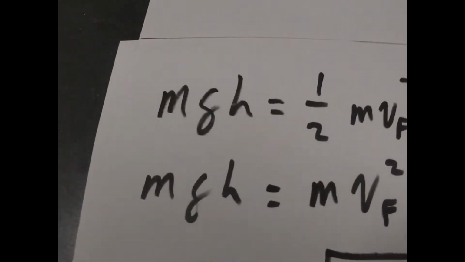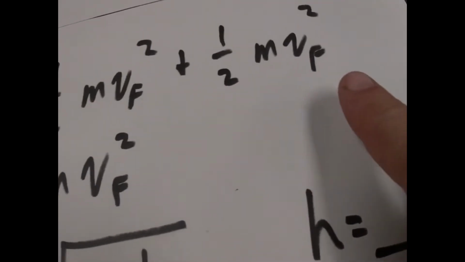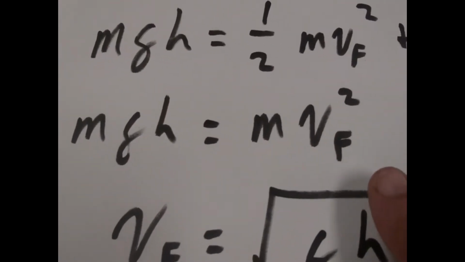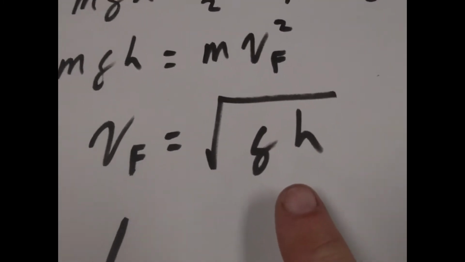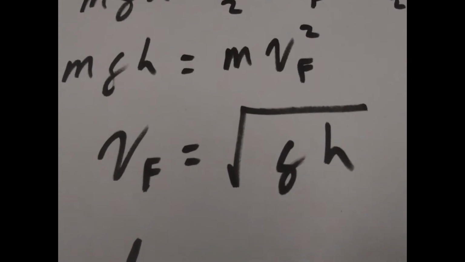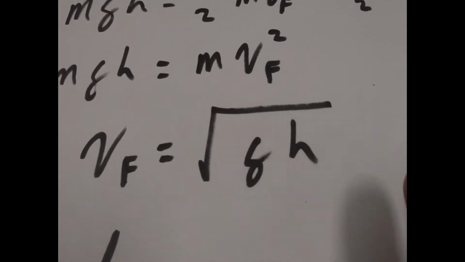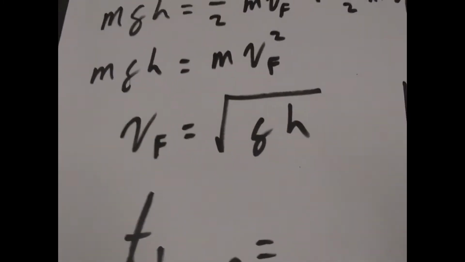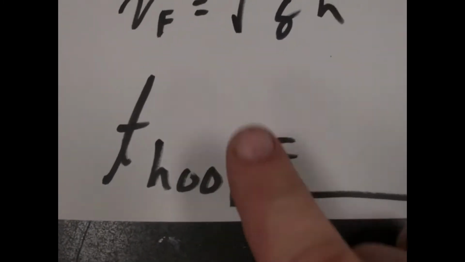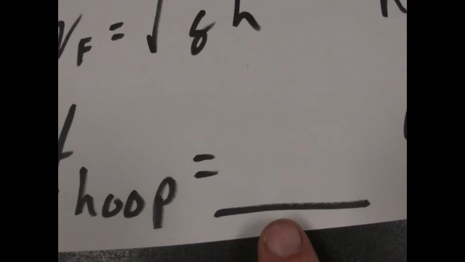All right, now if I go 1/2 plus 1/2, I just get 1 whole, and there it is there. And then I just divided everybody out by mass, and then I got this statement that V final is equal to the square root of gh. All right, and now we want to know how long it takes for the hoop to go down the hill. Well, I wonder how long it would take.